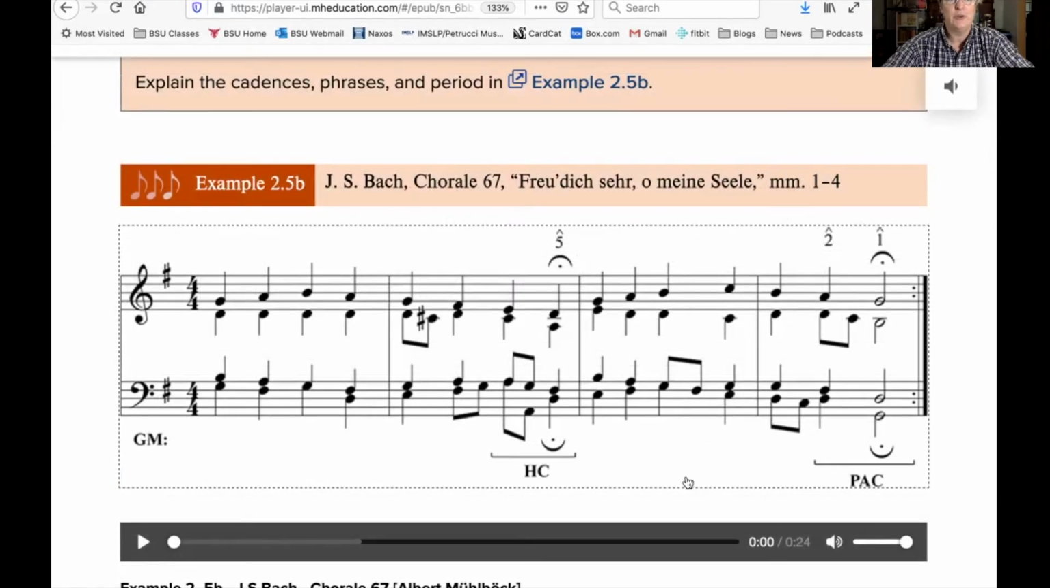Now let's listen to example 2.5b. It's very similar to the previous example, except that now, midway through the example, we have a half cadence, not an authentic cadence of any kind.